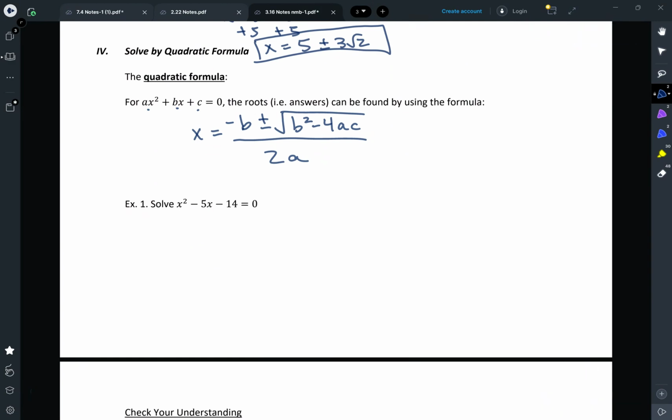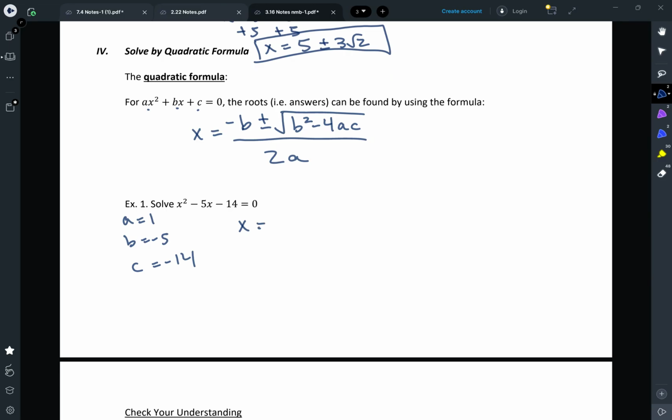So here's the next one I'm solving. We're going to solve with the quadratic formula. I know there's a better way, but we're going to solve with the quadratic formula. So my A is 1, my B is -5, and my C is -14.